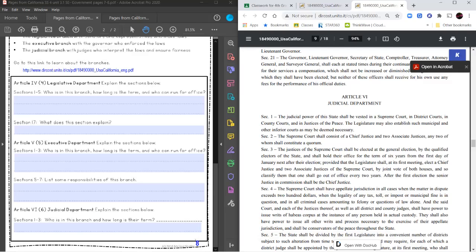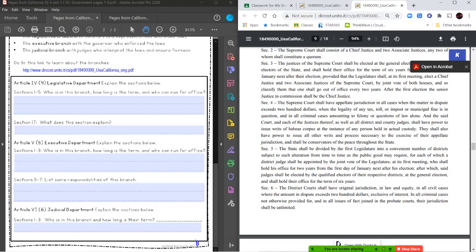So the information you need to answer this question is who is in this branch. The Judicial Department is all the courts in the state. And how long is their term? So we're talking about the Supreme Court in the state. We're talking about the Chief Justice and the 2 associate justices. How long is their term? We know the total term is going to be 6 years.